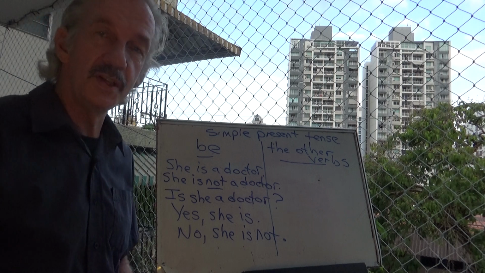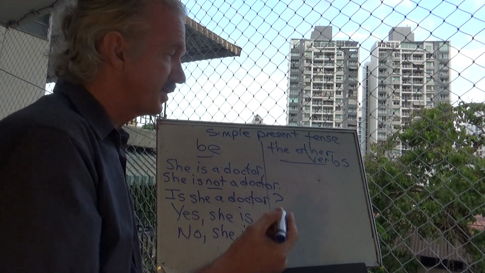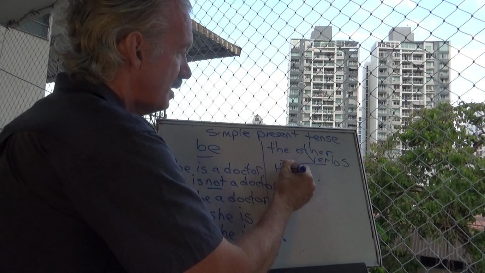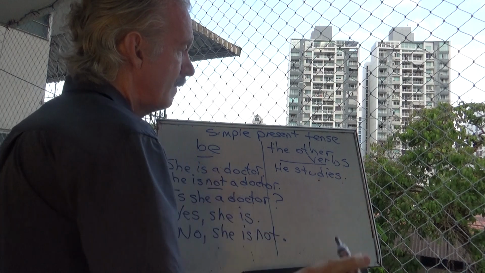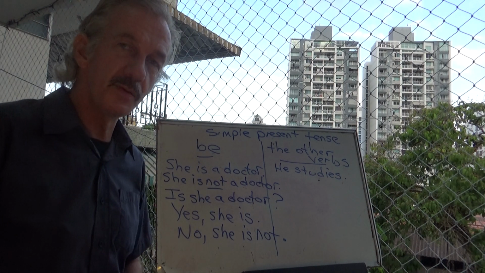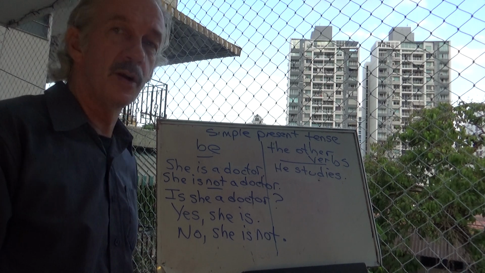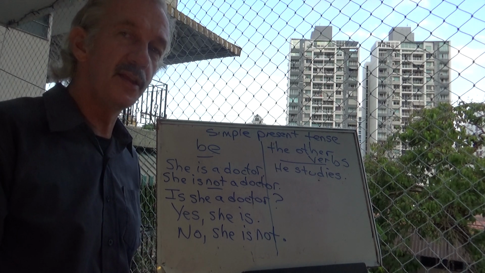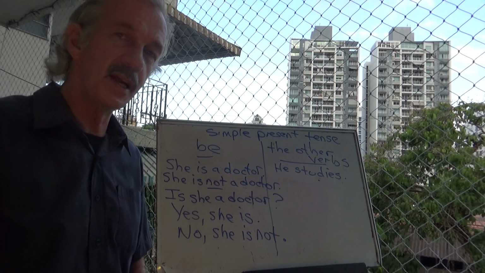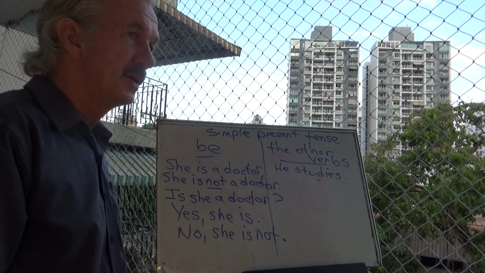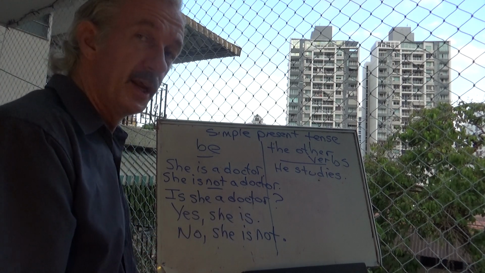Now let's move over to the other verbs. We're going to make a simple sentence. He studies. Right? This comes from the conjugation of study in the simple present tense. I study, you study. He, she, or it studies. We study, you study, they study. So he studies. How would we make this sentence negative? It's a little bit more complicated than it is over here with the verb to be. You need a helping word.